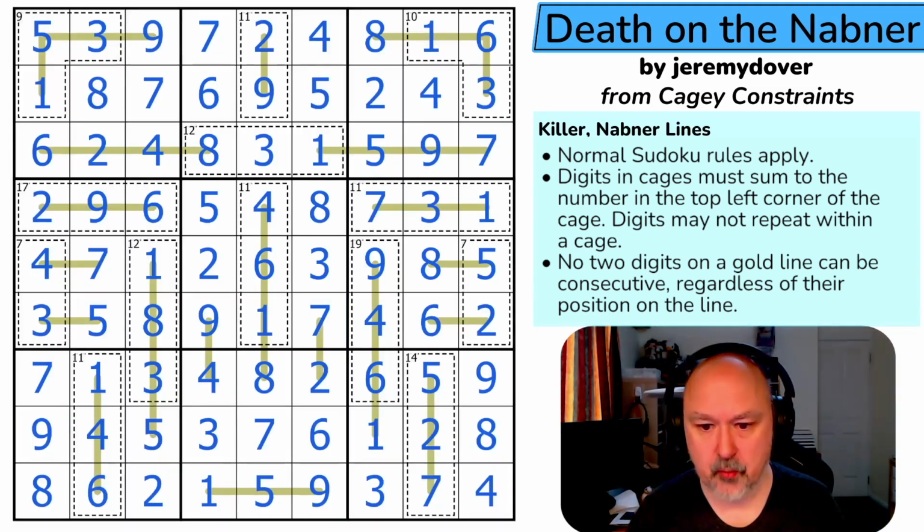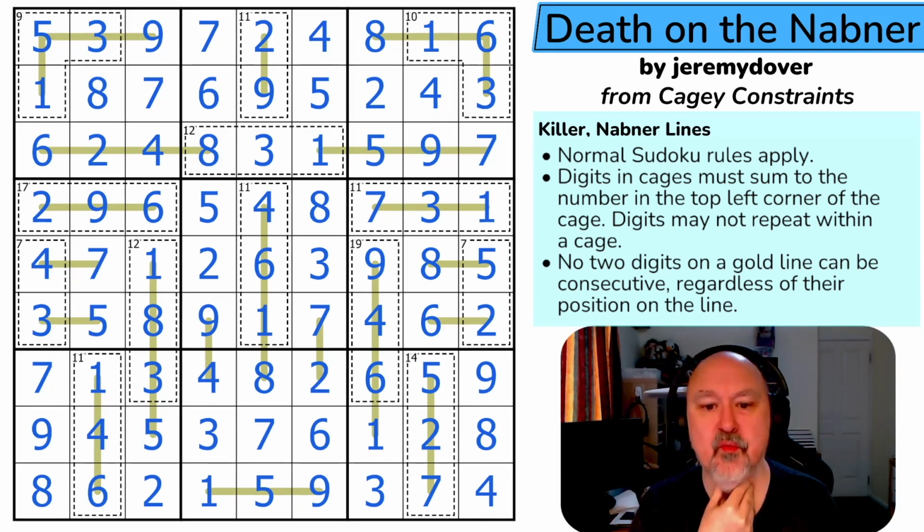That was really, really cool. Death on the Nabner by Jeremy Dover. One of the more interesting Nabner puzzles with a trick I've seen in a while.